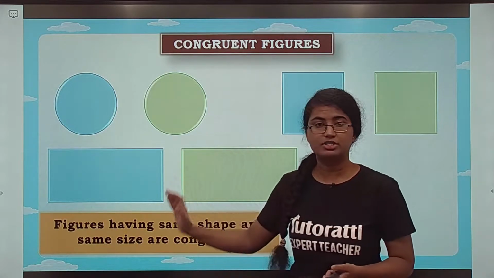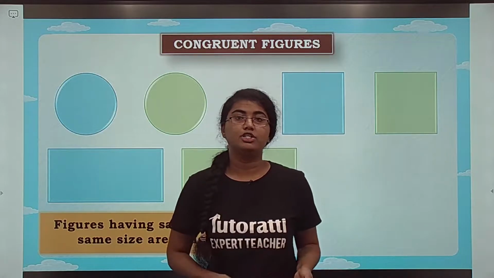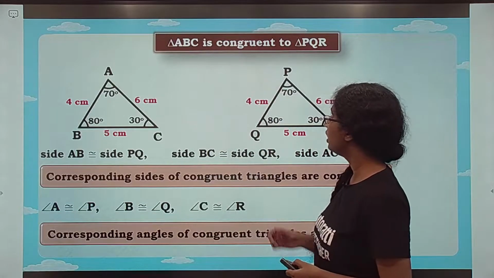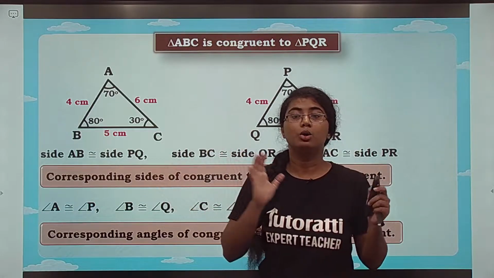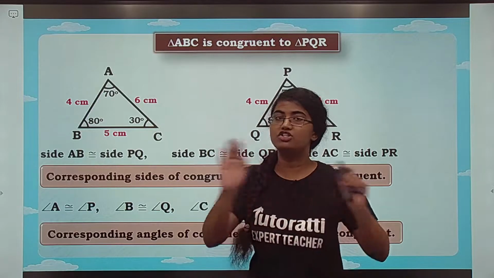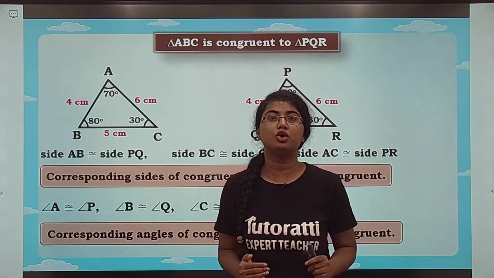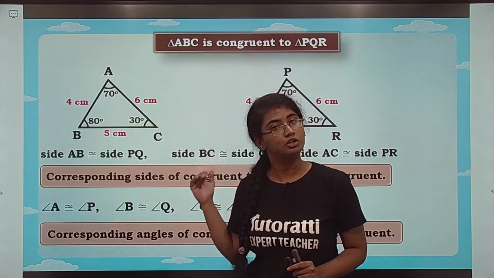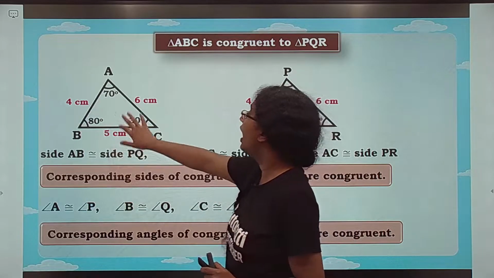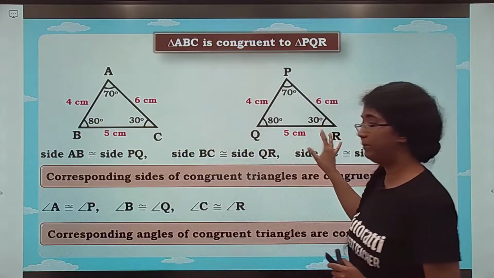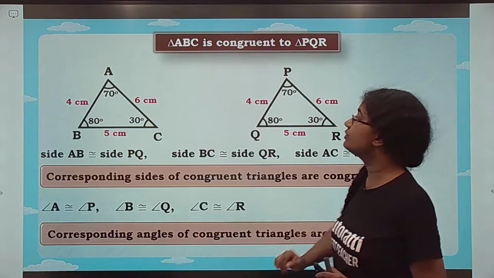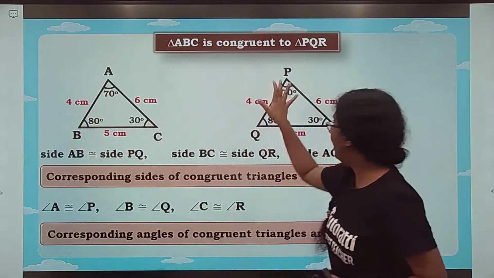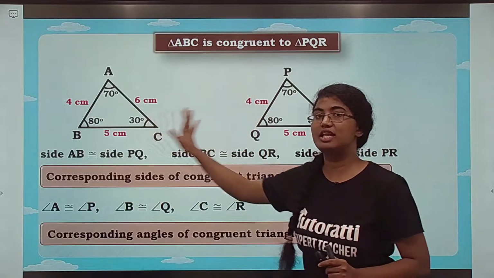Okay, is this concept clear? Excellent. Let's move forward. Now we are going to be talking about congruency in triangles. Not just all the figures, we are going to be specifically talking about congruency in triangles. Now let's see. I have ABC here and PQR here. Okay, now as you can see, side AB and PQ are of the same length.